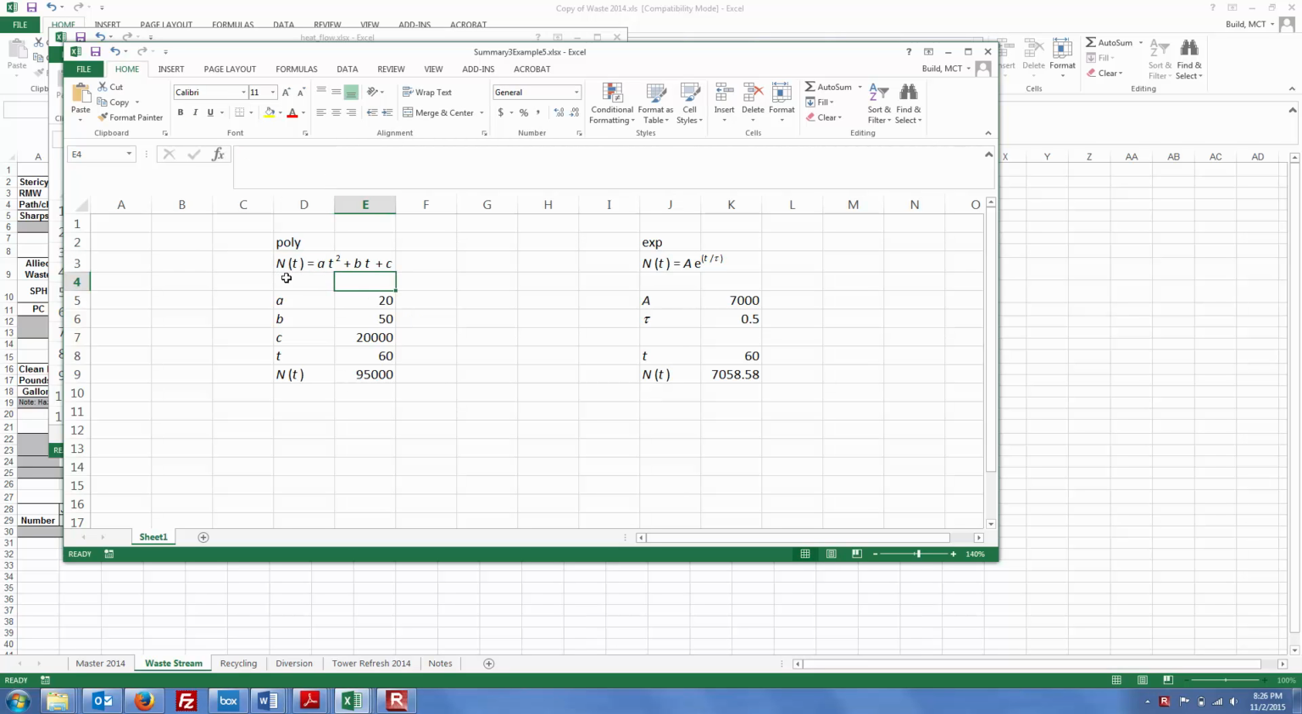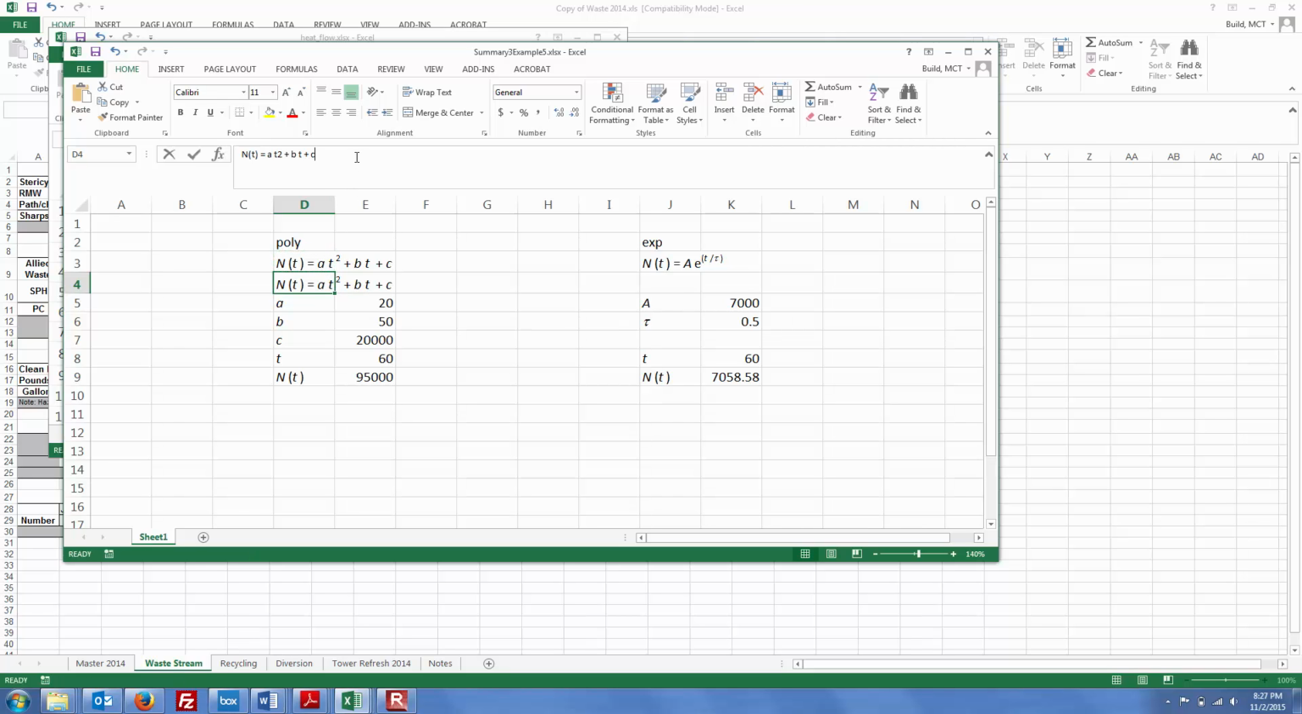So in this case we're looking at n, which is going to be the population as a function of t, time, and you'll have a quadratic form, n of t equals at squared plus bt plus c. So a, b, and c are going to be your three coefficients here, and you'll just see those. Let's just take this, we can copy it, paste it. It'll look like this.